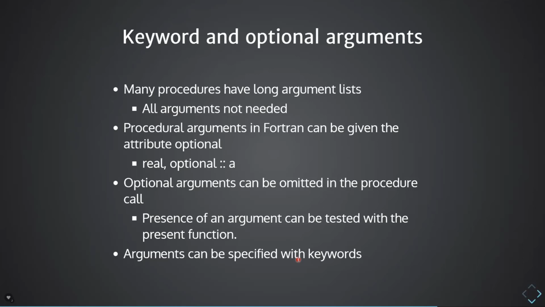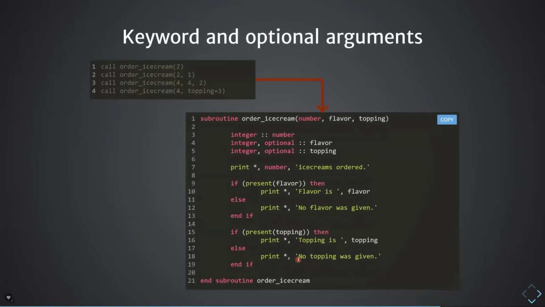And you can also specify the arguments with keywords. I showed you the open statement before. We have this unit equals to and file name equals to. Those are keyword arguments, just like in Python. So here I have a subroutine that can order ice cream. In this case, I have 3 parameters: number, flavor, and topping. And I have 2 optional arguments. So flavor and topping, those are optional.